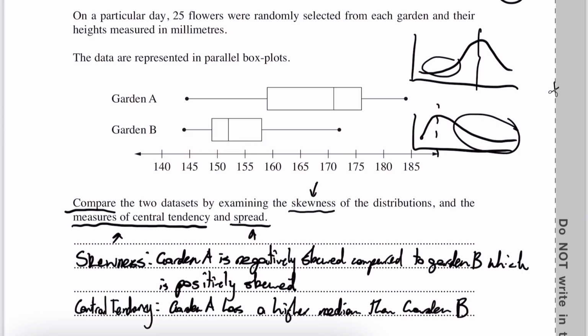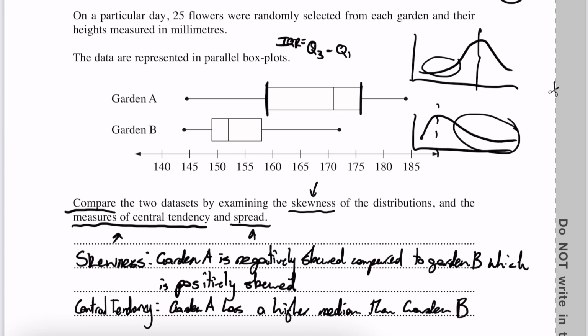The second thing you can pick up on is that the interquartile range of garden A is bigger than garden B. And the interquartile range is defined as Q3 minus Q1. So the upper quartile minus the lower quartile. And that's represented by the lines which outline the box, okay? And what you can hopefully identify is that the distance between those 2 lines in garden A is larger than that in garden B.